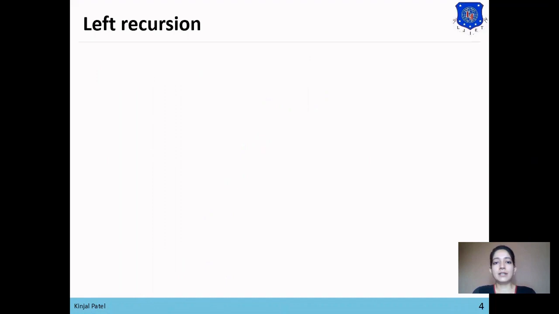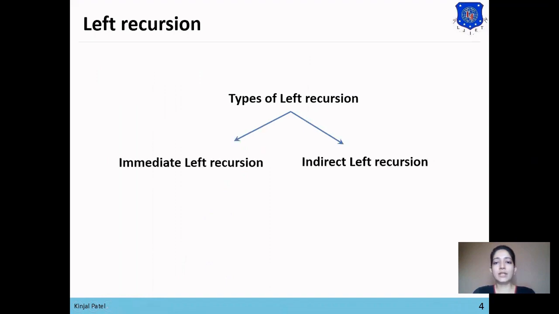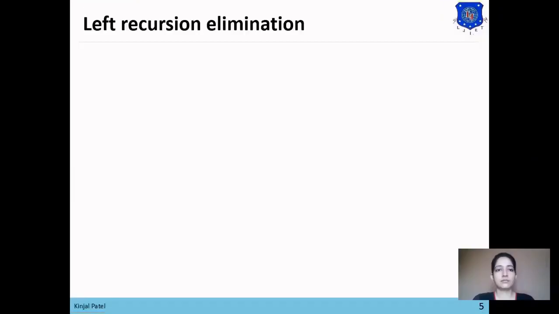First we'll see the types of left recursion. Left recursion can be of two types. First one is immediate left recursion and second one is indirect left recursion. So now we will learn the rule to eliminate the left recursion from a grammar.